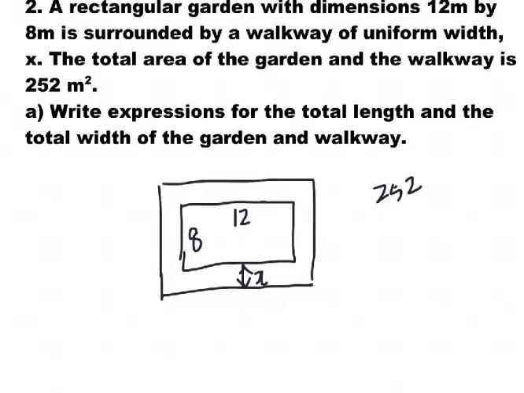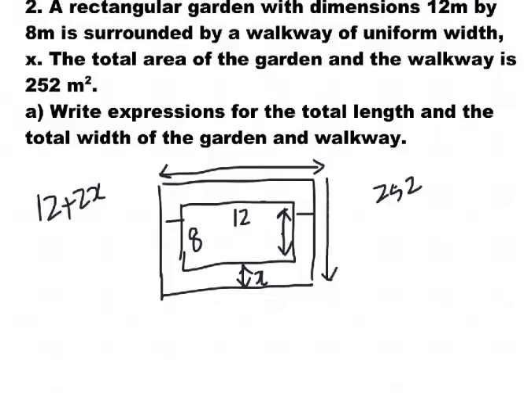The total width of the garden is going to be 12 plus 1x and 2x. So it's going to be 12 plus 2x. This is going to be the total width of the garden. The total height is going to be 8 plus x plus x, which is 8 plus 2x.